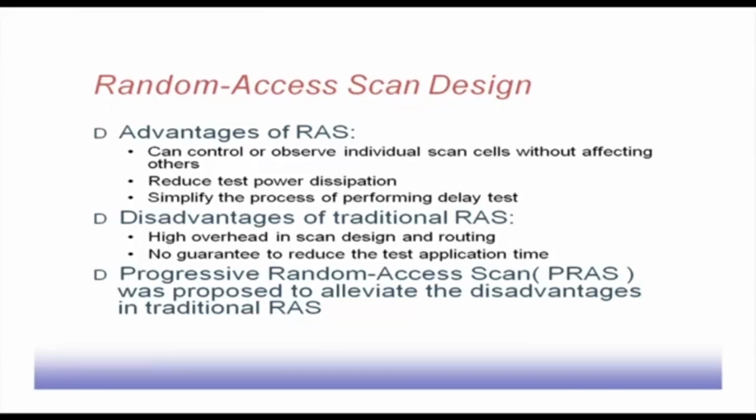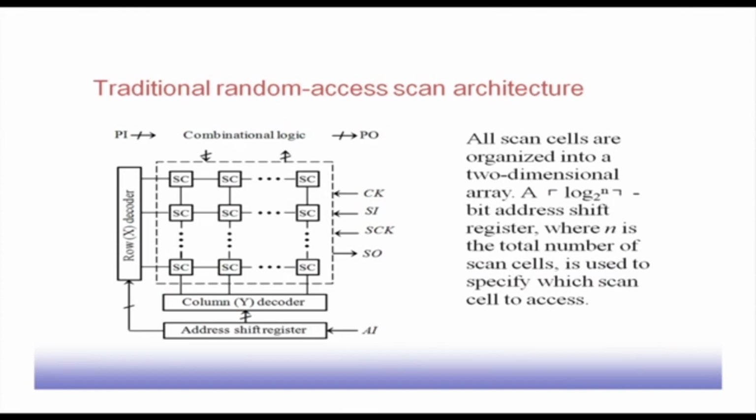Then there is progressive random access scan. The issues of the traditional random access scan are resolved to some extent in the progressive random access scan. This is the traditional random access scan architecture. As I was telling, the scan cells are arranged in a two dimensional array.